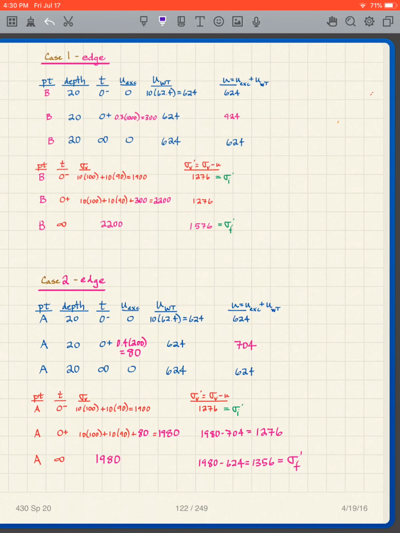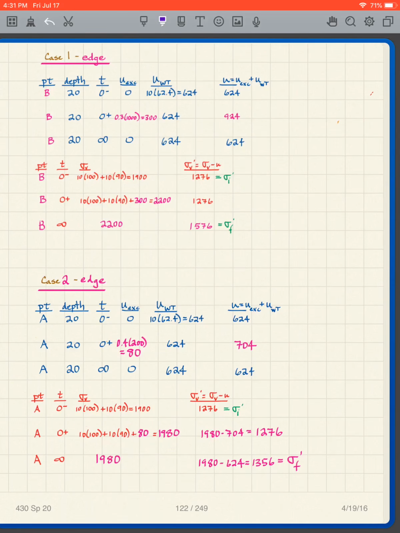And now we get down to the sigma V. The t equals 0 minus figure is the same, so it's still 1900. My t equals 0 plus, what is it? Well, that's the 1900 plus the 300 now, so we get 2200, and it stays the same at t equals infinity. For case 2, it's the 1900 plus 80, so 1980, which stays the same at time infinity.